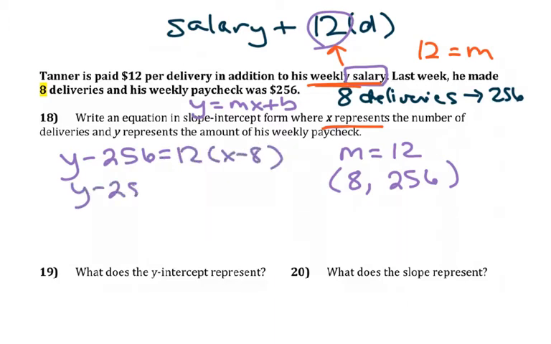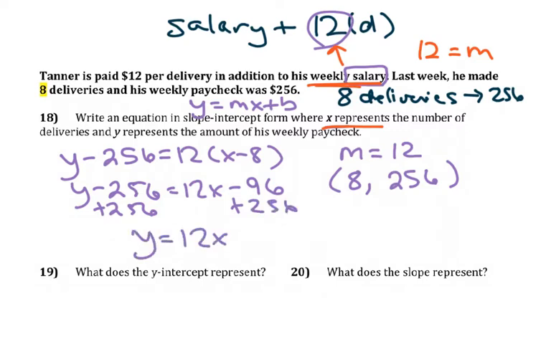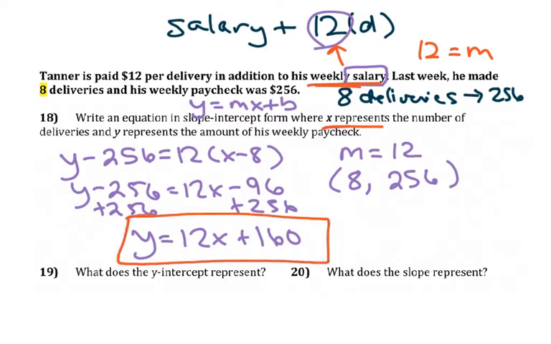Y minus 256 is equal to 12x minus 96. I'm going to add 256, and I get y is equal to 12x plus 160. And so that's the equation that represents what Tanner makes. That's the answer to question number 18.